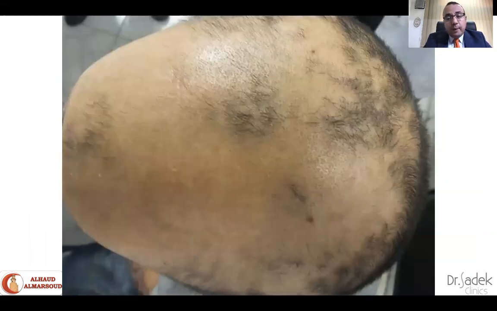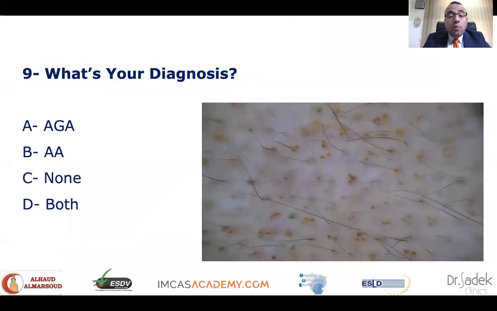What about this adult male with this apparently diffuse hair loss? But dermoscopically, it's quite different. What's your diagnosis? Is it a case of androgenetic alopecia, alopecia areata, none of the above, or both of the above? Simple? Okay, I think it's both of the above. Why is that? Because the diffuse appearance of all those yellow dots denotes that this is a case of alopecia areata.